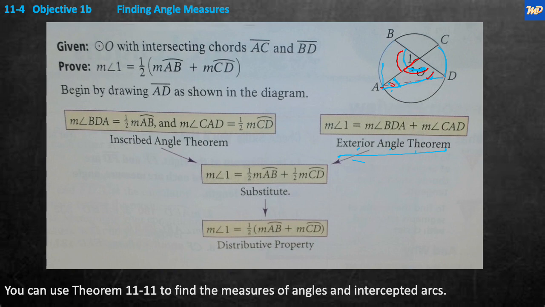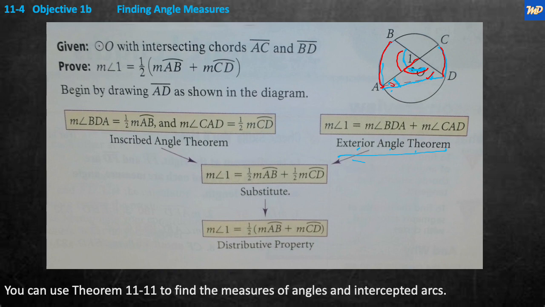So what are angle A and angle D equal to? Well, angle CDA is equal to half of CD. And angle BDA, that angle, is equal to half of AB.